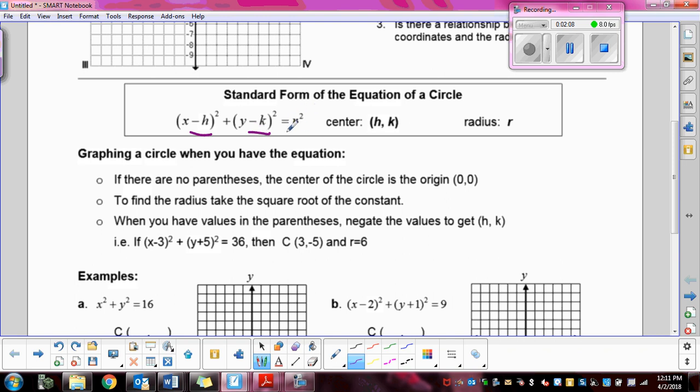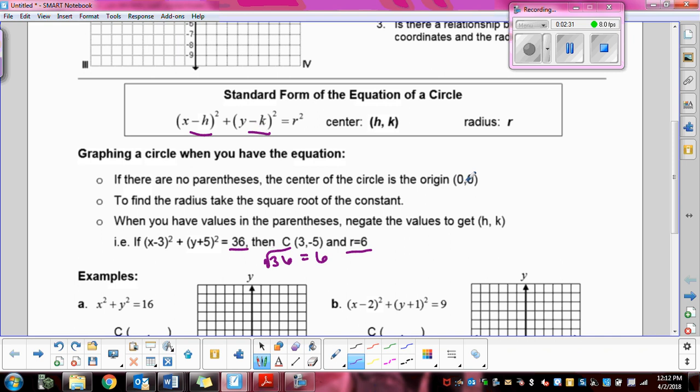And then our radius is on the other side squared. So to find the radius, you're going to have to take the square root of this number. Over here we have 36. Your radius is not 36. Radius squared is 36. So to find out what your radius is, we take the square root of 36, which we know is 6. That's how we got radius 6.